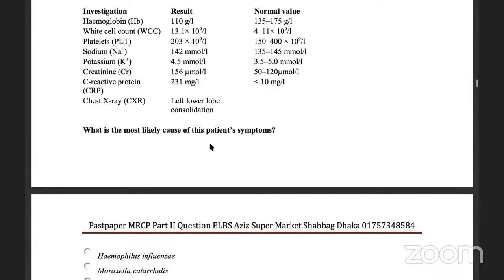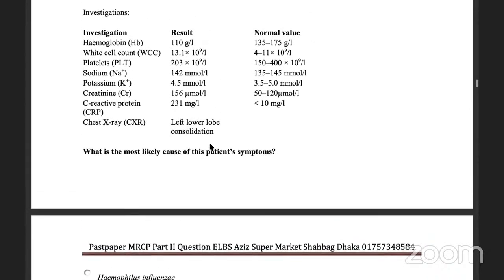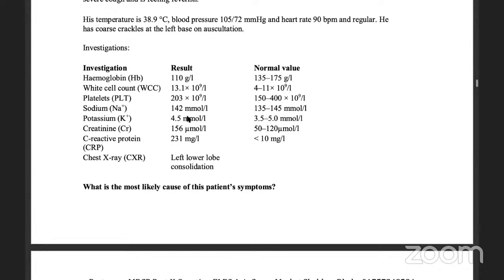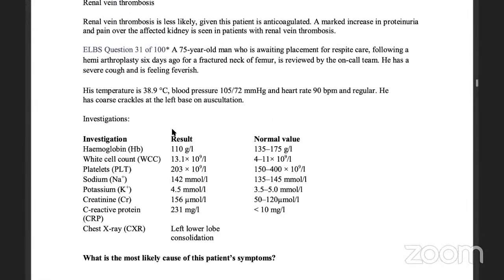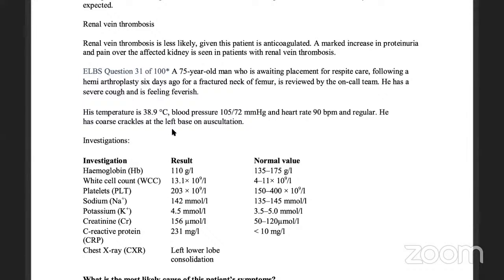What is the most likely cause of this patient's symptoms? So lower lobe consolidation here, sodium okay, potassium okay. A 75-year-old man who is awaiting placement for respite care following a hemiarthroplasty 6 days ago for fractured neck of femur is reviewed by the on-call team. He has a severe cough and is feeling feverish. Temperature 38.9, pressure 105/72, pulse 90 regular. Coarse crackles at the left base on auscultation.